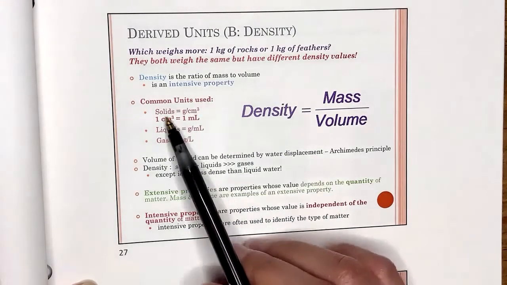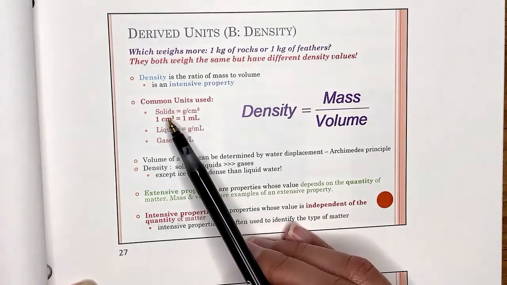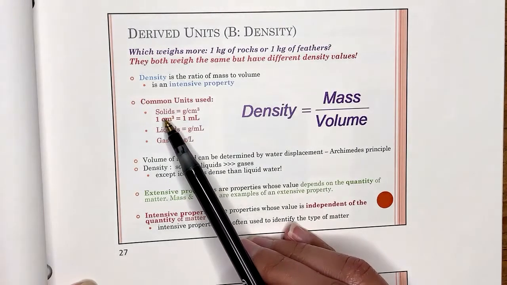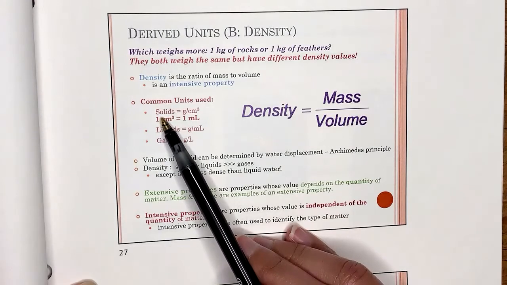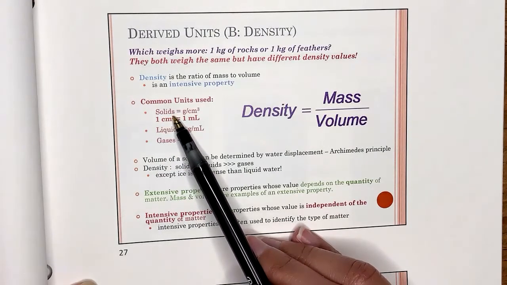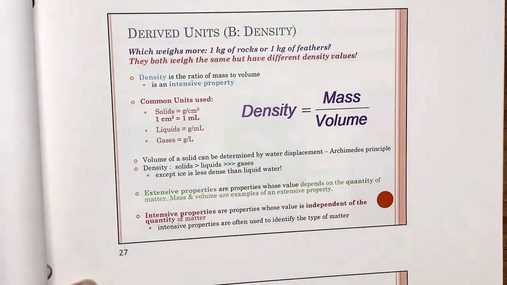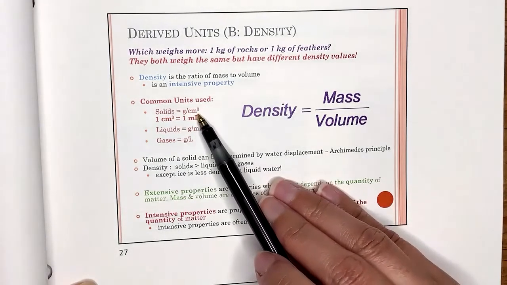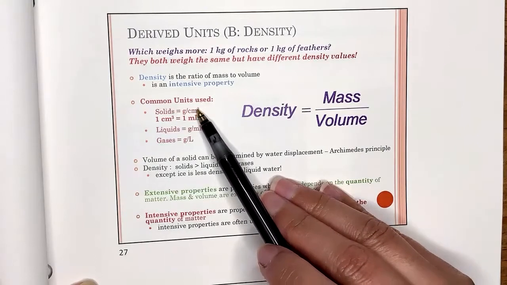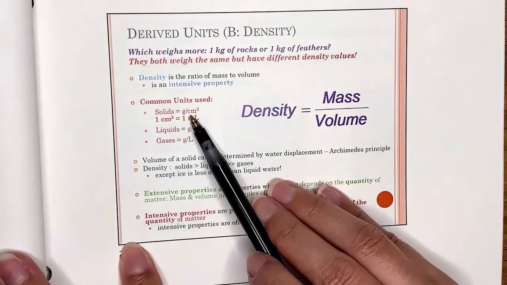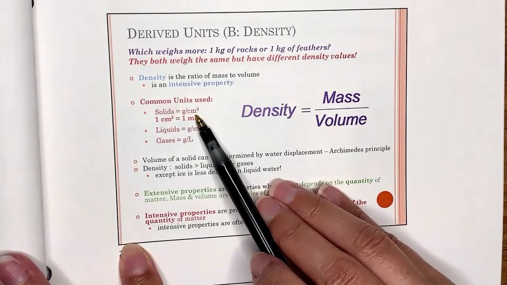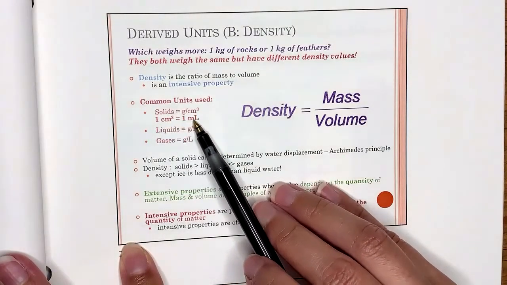Now, when we want to use units for measurements for density in lab, we will be measuring solid density. If the solids are measured with a ruler, you will use centimeters on your ruler. So we'll have centimeters cubed for our volume. So our units of density will be grams per centimeter cubed. And remember, 1 centimeter cubed is 1 milliliter.